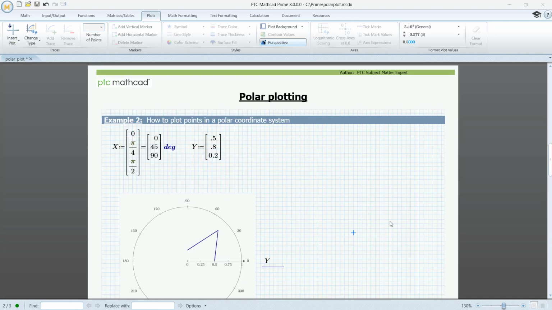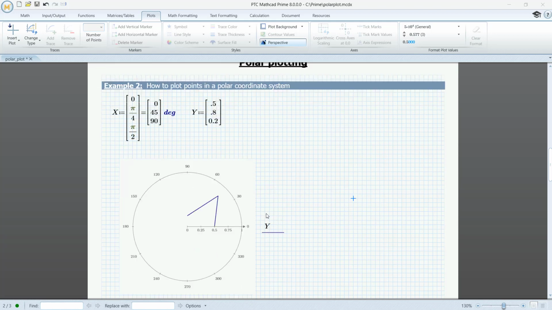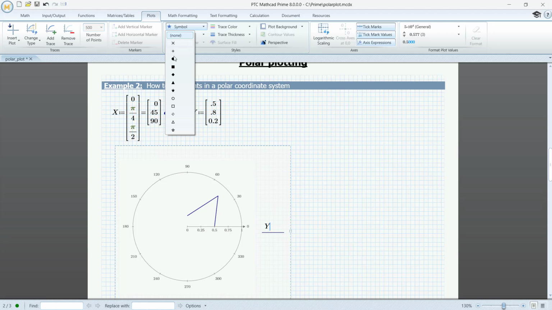We can also plot points. Points must be entered as vectors of same length, with the angles in the first vector and the radii in the second. However, if you only want to plot a single point, the coordinates can be entered directly. To see the points, go to Symbol and select, for instance, a solid circle, and then to Line Style, click None, and we have our 3 points.